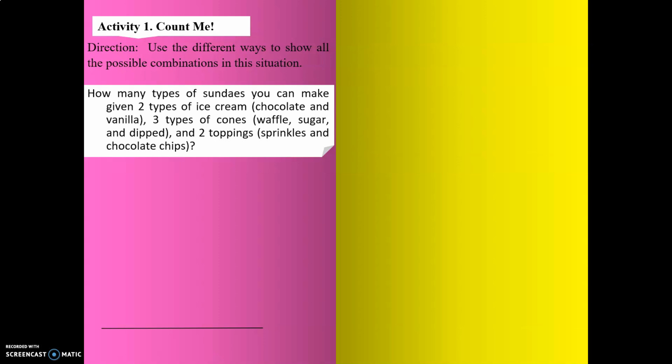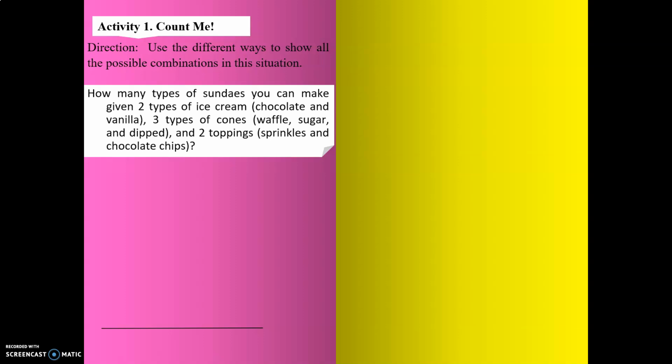For better understanding, let's have more examples. Let's go through your activity sheet and answer the following activities. Activity 1 is entitled Count Me. We have to use the different ways, the 4 ways, to show all the possible combinations in this equation.